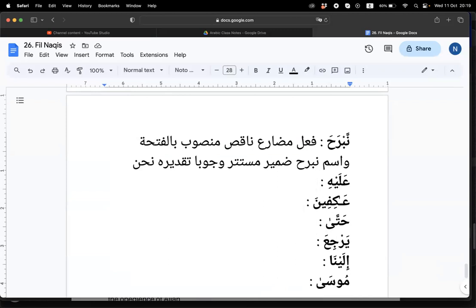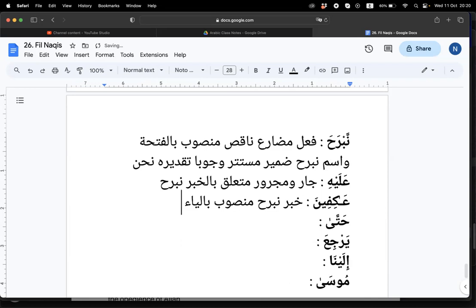And then alaihi. Alaihi jar wa majrur muta'alliq bi khabar nabaroha. Good. Kifina. Khabar nabaroha. What status? Mansub bil-fathah. Good. Then?